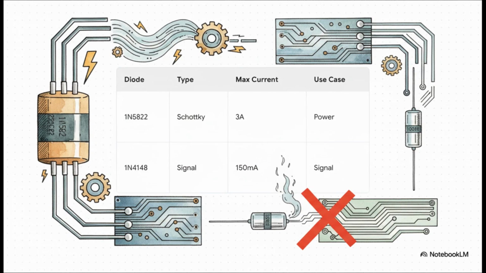Just look at this comparison. The 1N5822 is a Schottky diode built for power applications. It can handle 3 whole amps of current. But the 1N4014 is a signal diode. It's fast, but it can only handle a tiny fraction of that current. If you put that little signal diode in a power circuit, it would just pop. So the big lesson is you gotta pick the right tool for the job.